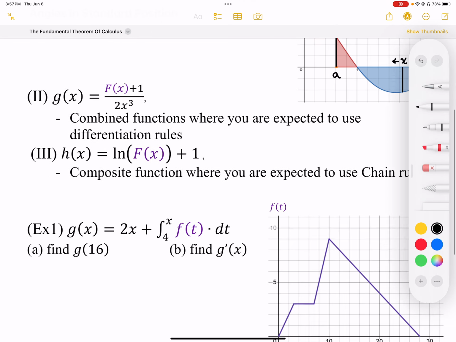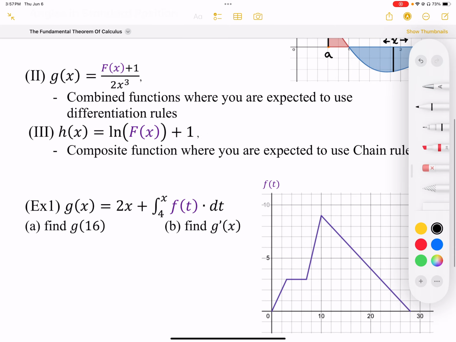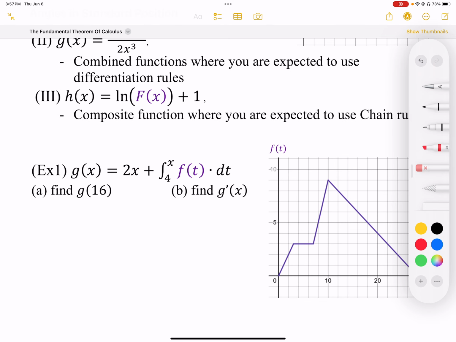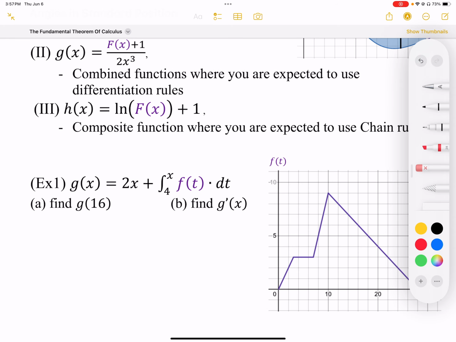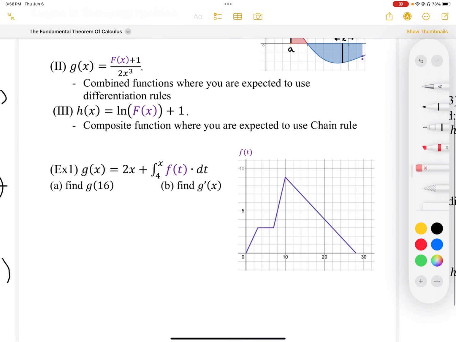So we could also describe it as some combined function, where in this case, the big F implies an integral. It's embedded inside some other function. And we're going to be expected to use, in this case, it would look like the quotient rule, but we can embed these functions as combined functions. Thirdly, we can have a function, in this case, h. It could be a composite function where we have that function big F, again implying an integral, embedded inside another function, and then in that case, you'd be expected to apply the chain rule.